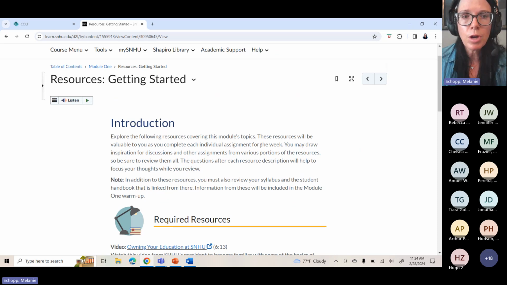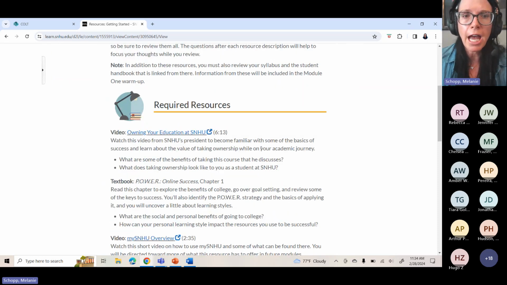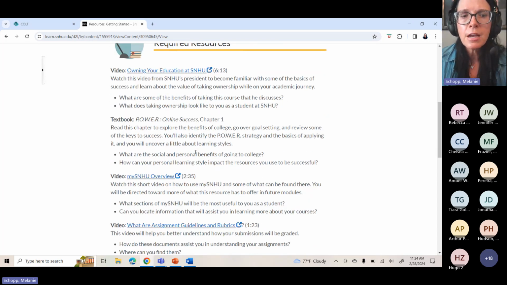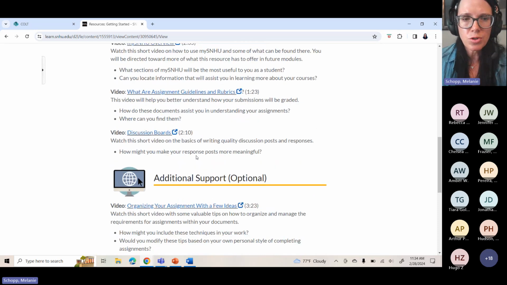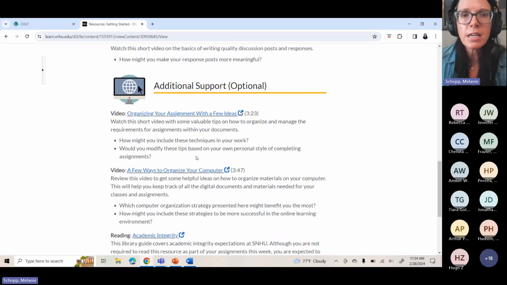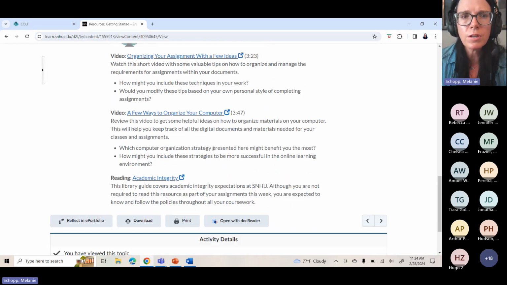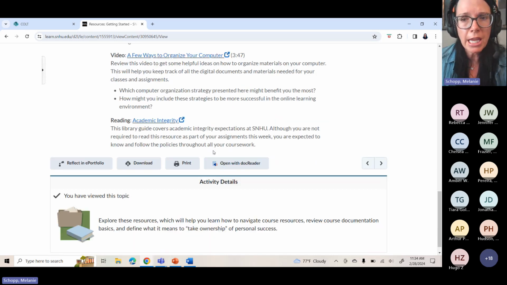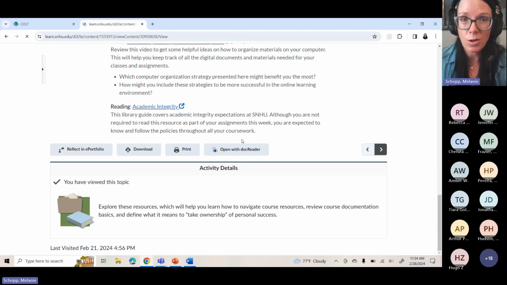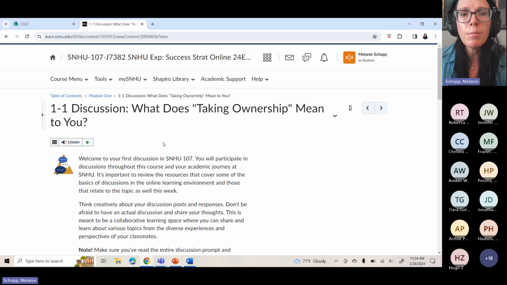But one of the big things I want to point out is every module will have what's called the required resources section. It'll tell you what chapters in the book you're supposed to be reading. It'll have some helpful videos. It might have some links to blogs or journal articles. There's also some additional things that you can review and watch. Make sure you're paying attention to those pieces and parts of the module too, okay? This will take you right into your discussion assignment.